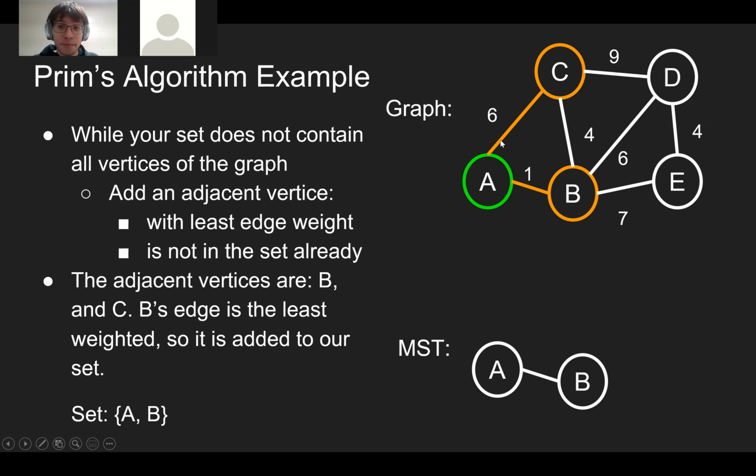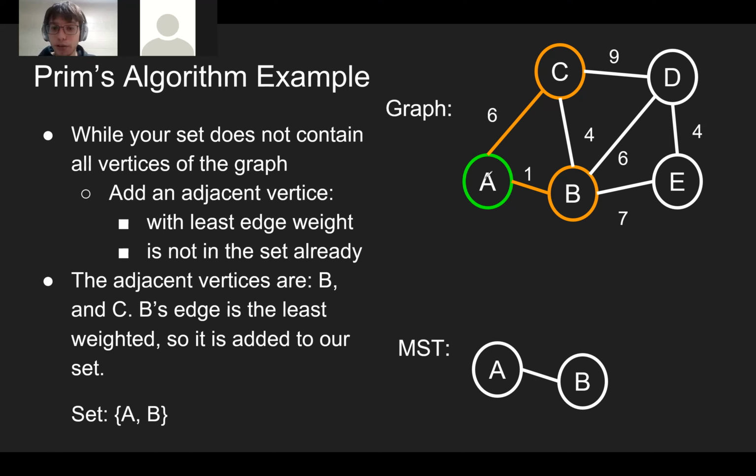And here, B and C are the two. Because we have to choose a minimum of all the edges, that's where the use of a heap comes in, just like we saw with Bellman-Ford. The adjacent vertices are B and C. B's edge is the least weighted, so that's what's added to our set, because B was not in our set before, so it's the least weight from something that's connected to our set by an edge but not in our set. So we choose B. We say, okay, the edge from A to B is now part of our MST and our set of vertices is A and B.